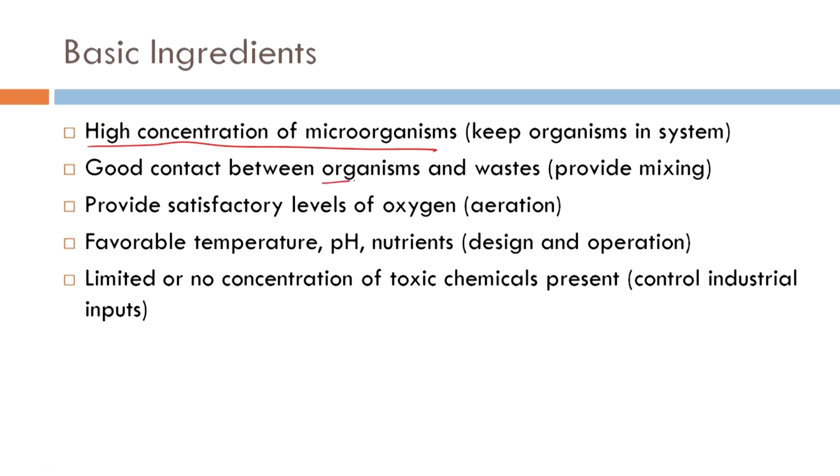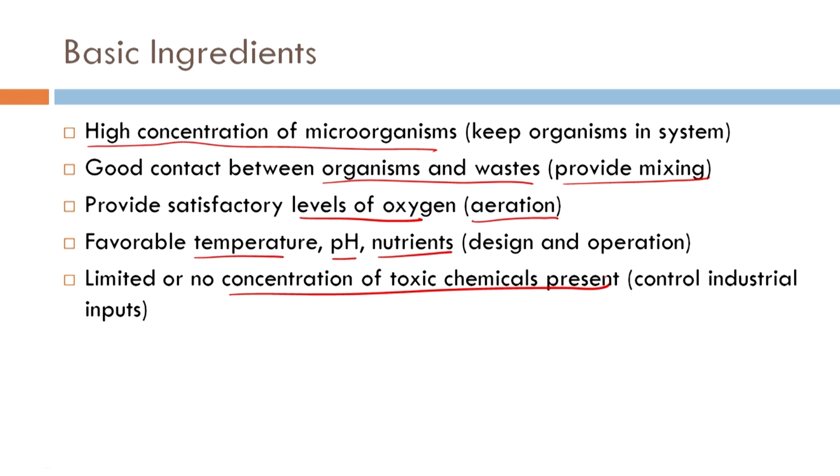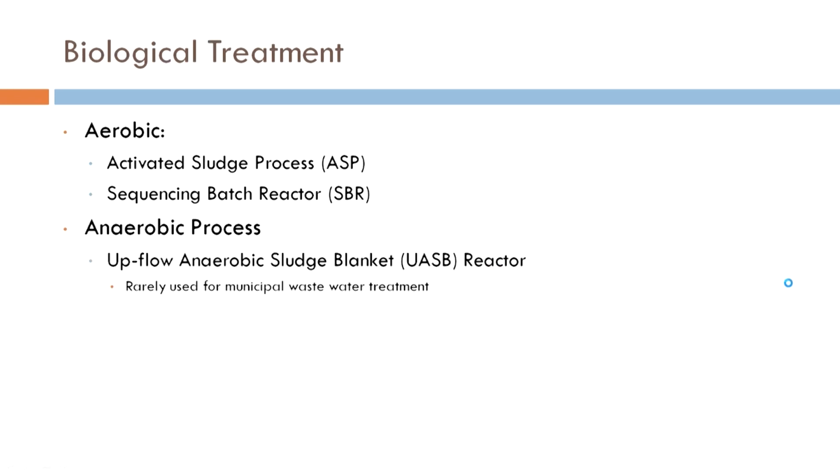And obviously good contact between organisms and waste, that is why we provide mixing, and we need an electron acceptor for the microbes to degrade your organic content, that is why aeration. Obviously similar to us, they need temperature, pH and nutrients. And as discussed earlier, again similar to humans, they also do not want to be put in a remarkably toxic environment. That is why we need to control industrial inputs.